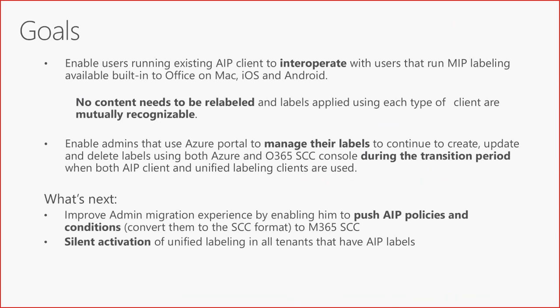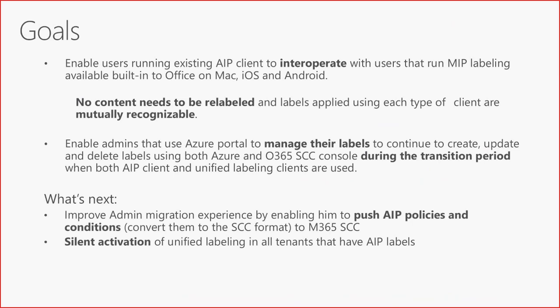The key takeaway here, and you can read this faster than I can read it out to you, is that no content needs to be relabeled. Right? We're using the same underlying mechanisms here, and regardless of the client, these labels and this protection is mutually recognizable. We wanted to enable admins that use the Azure portal to be able to manage their labels, to be able to continue to create, update, and delete those, whether it be in the Azure portal or the Office 365 Security and Compliance Center during the transition period while you have both AIP clients and unified labeling clients.